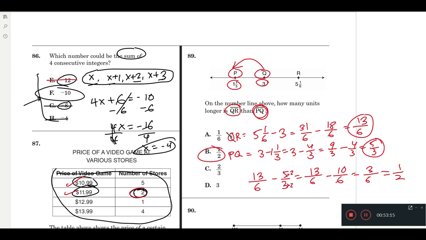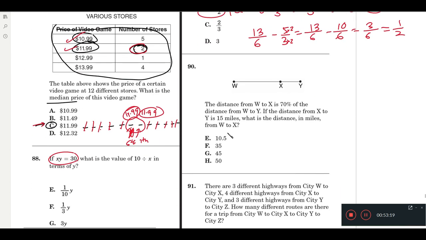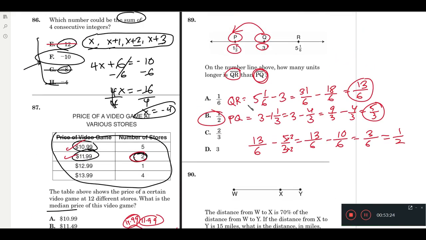Make sense? Number 90. Before I go to 90, try this question again on your own.